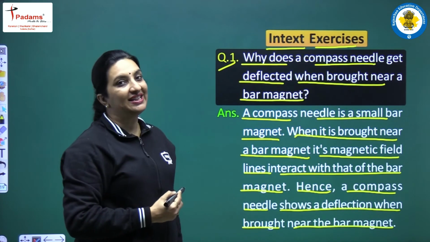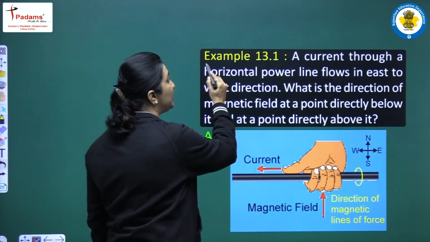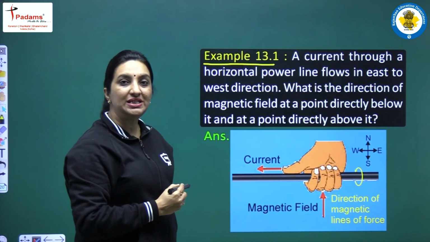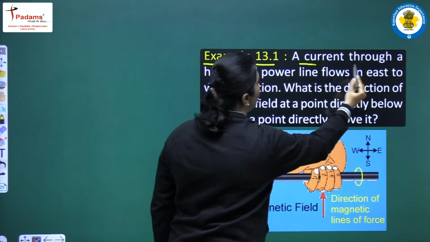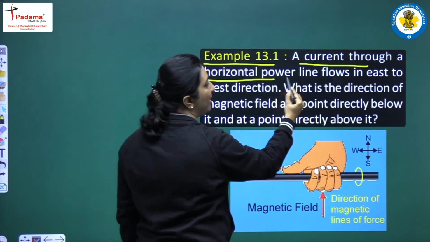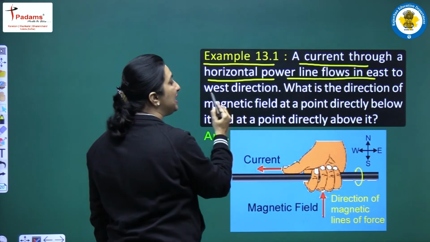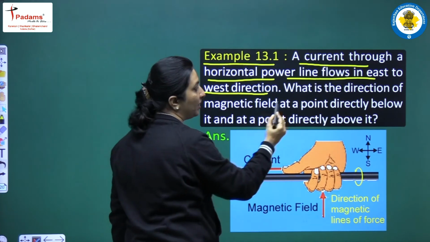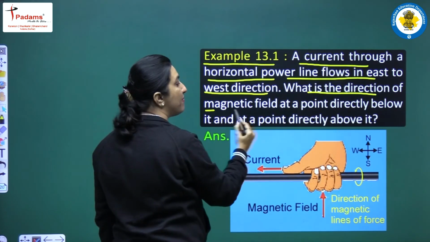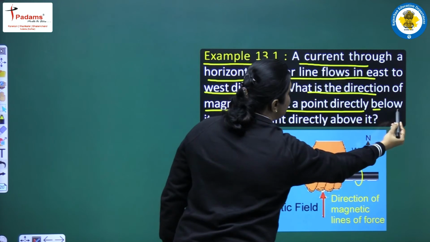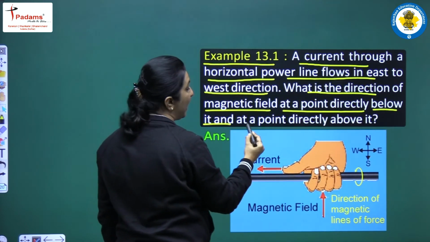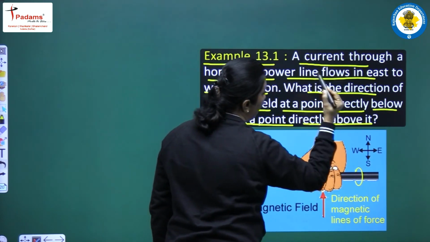Now let's see the next question, which is example 13.1. A current through a horizontal power line flows in east to west direction. What is the direction of magnetic field at a point directly below it and at a point directly above it?